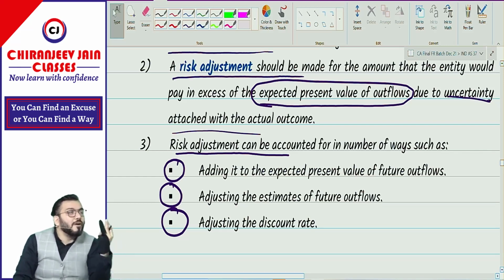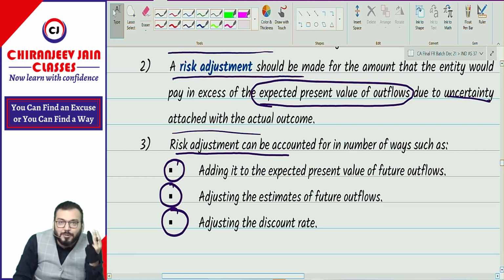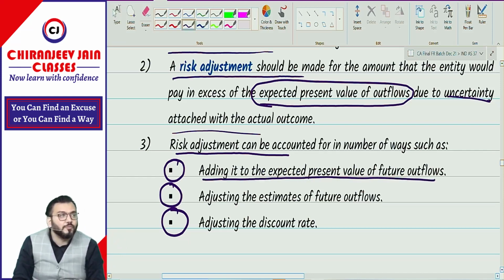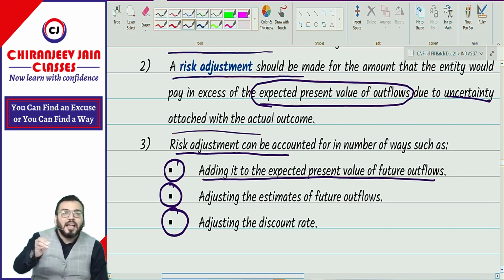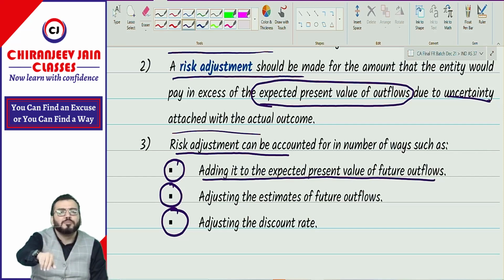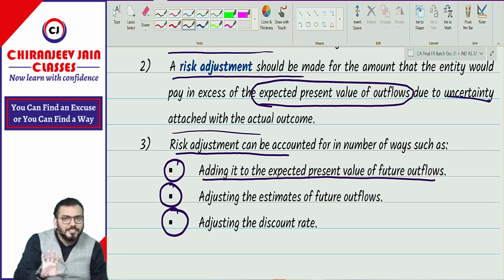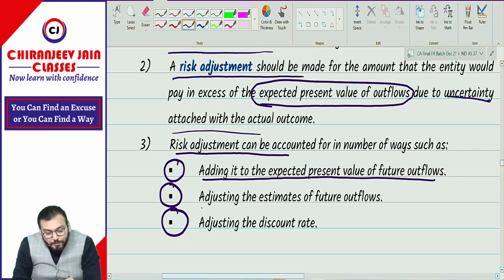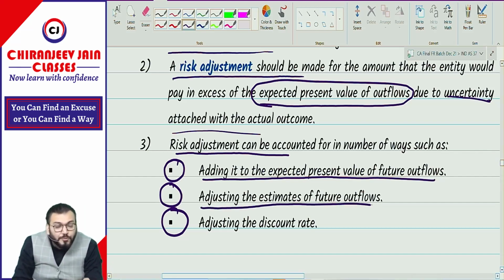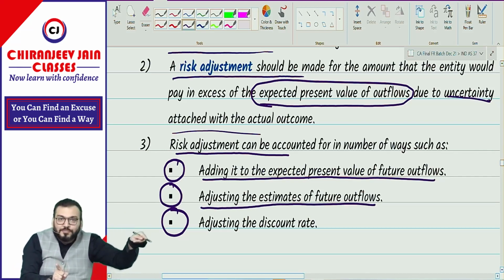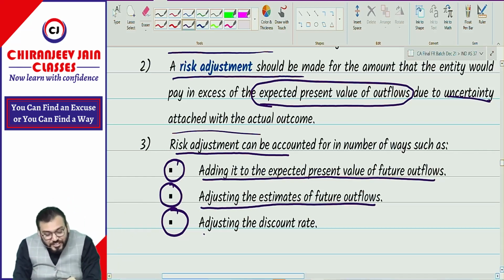So they have given how many ways? 3 ways. First, either by adding to the expected present value of future outflow. Means they will give you some amount of risk adjustment, you need to only add it. Correct? Or by adjusting the estimate of future outflow, or you need to increase the future outflow. Correct? Or by adjusting the discount rate.